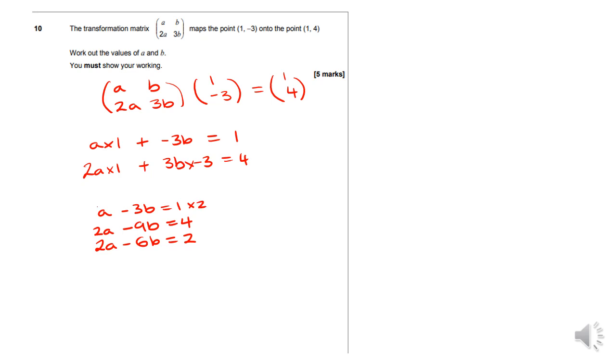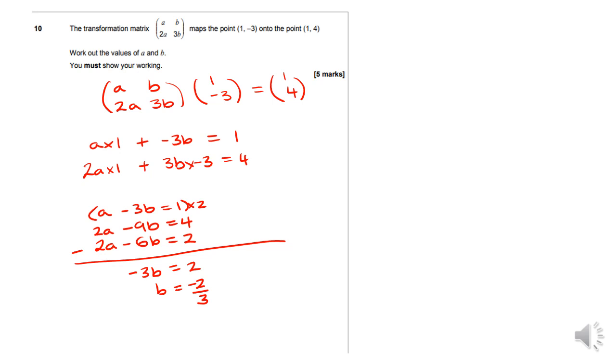Probably ignore that one for a little bit now, because then if I subtract them, that's going to get rid of my 2a's, and it's going to leave me with -9 minus -6 is -3b. And 4 take away 2 is 2, so b is equal to -2/3. Then you just need to substitute back in and get a.